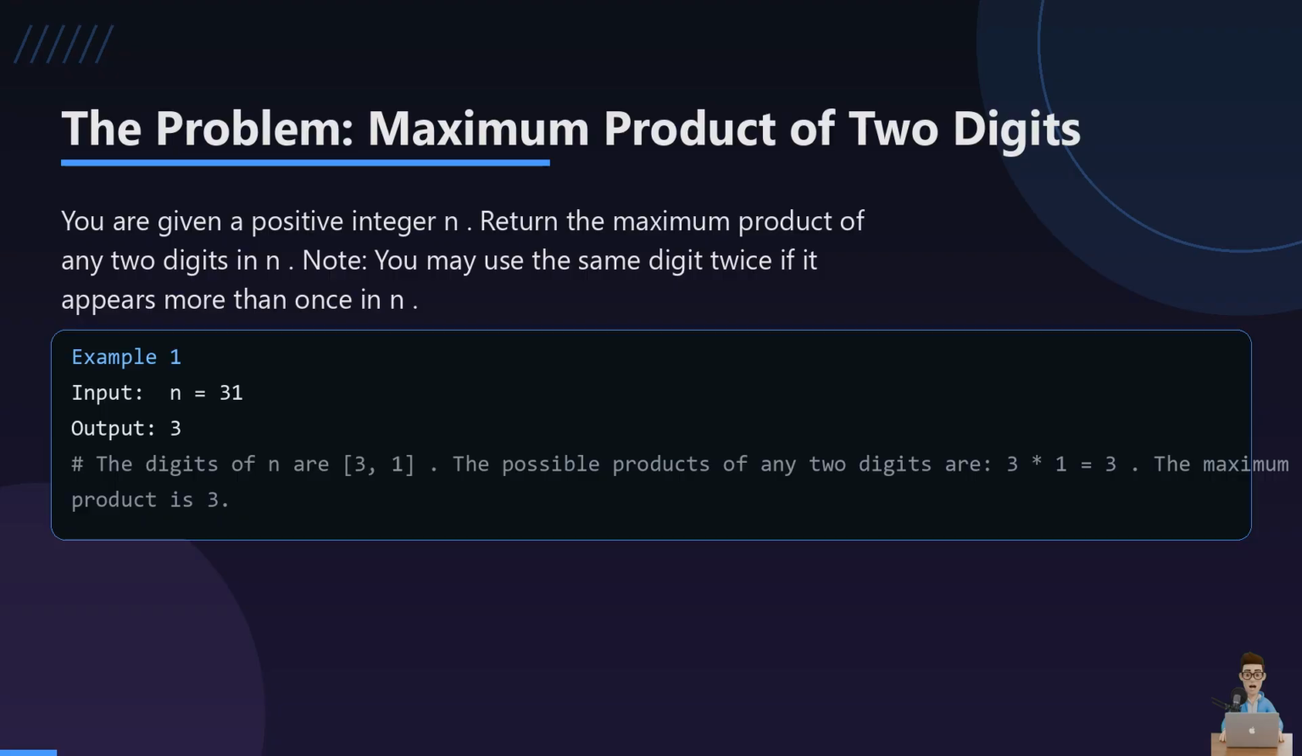You are given a whole number and your job is to find the two digits inside it that multiply together to give the biggest possible product. Keep in mind, if a digit shows up more than once in the number, you are allowed to use it twice when picking your pair. So you just want to return that highest product you can make from any two digits in the number.